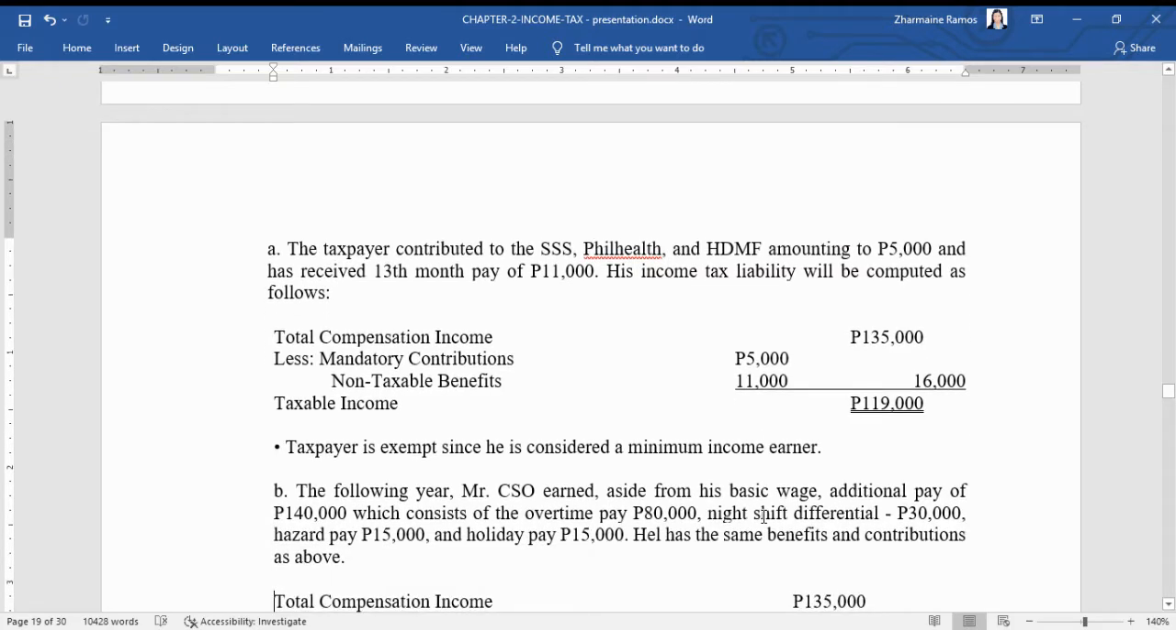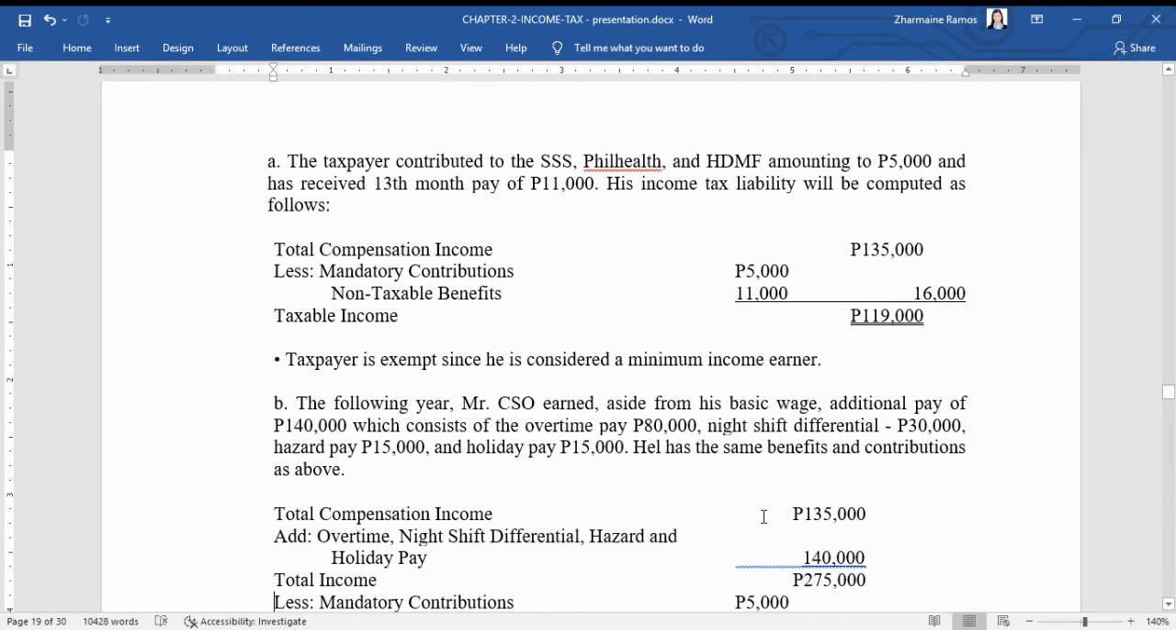Next, the following year, Mr. CSO earned, aside from his basic wage, additional pay of 140,000, which consists of the overtime pay of 80,000, night differential of 30,000, hazard pay, and holiday pay. So, he has the same benefits and contributions as in the first example. Magkano ang magiging tax niya?